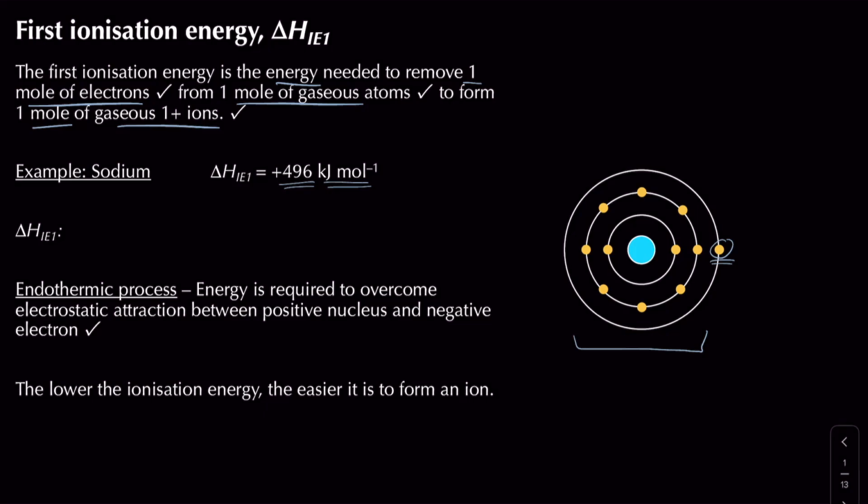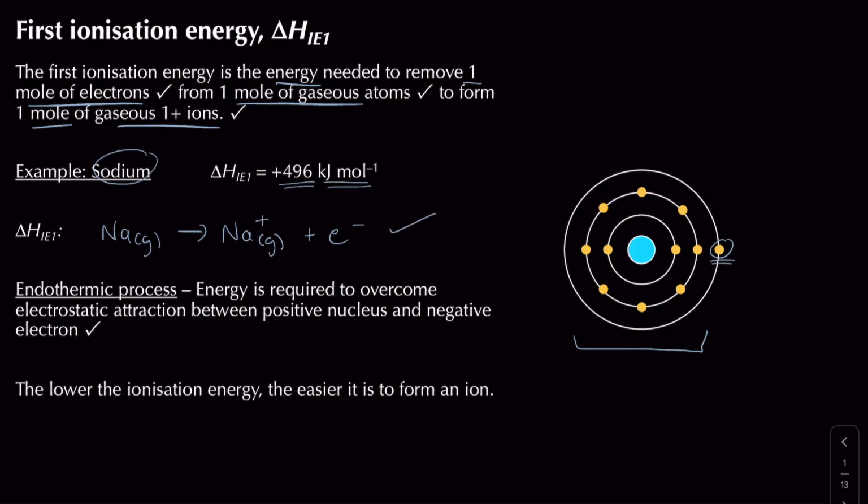Now, if you were to write an equation for this, where I've got the example of sodium, it doesn't matter what element you're dealing with, it's always going to be the same. I would have 1 mole of gaseous sodium atoms, and that's going to form 1 mole of gaseous sodium ions and then 1 mole of electrons. That's concise, and it's going to fit our definition as well.